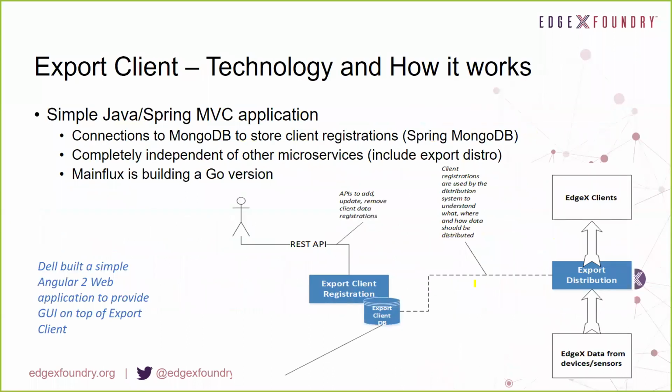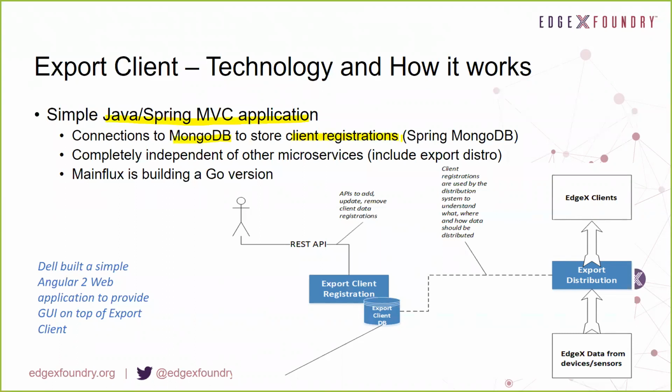So in our export client microservice, what's at stake here? What's actually performing the actions of this microservice? How does it work underneath the covers? Well, it's a very simple Java Spring MVC application, folks. It provides a REST set of APIs, and as you'll see, that REST set of APIs is really just around one resource, and that's essentially a client registration resource. It does connect to a Mongo database in order to store client registrations.